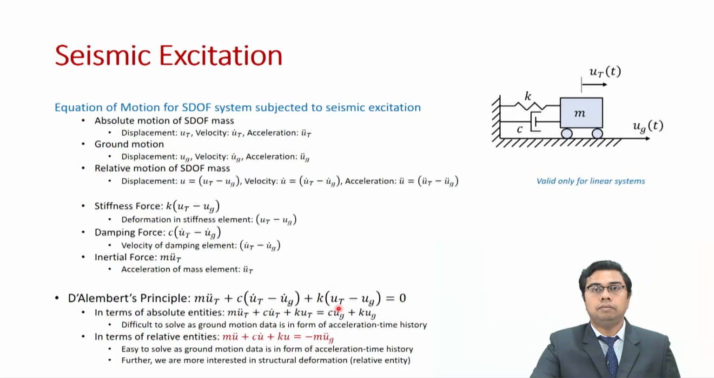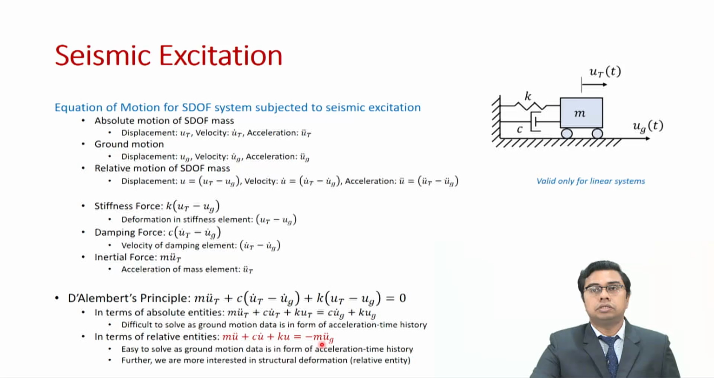So here u_t minus u_g becomes equal to u, and u dot t minus u dot g becomes equal to u dot, and u double dot t we can represent as u double dot plus u double dot g. So if we do the simplification, we get this expression as m u double dot plus c u dot plus k u equals minus m u double dot g.